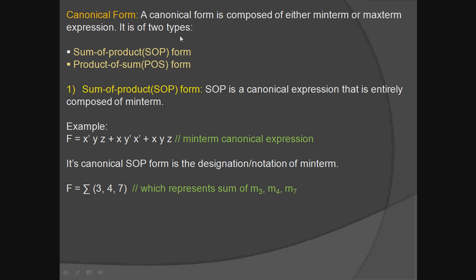Now it is of two types, that is SOP or sum of product form, or product of sum, that is POS form. So today we shall be seeing what is the sum of product, SOP form, canonical form. Sum of product is a canonical expression that is entirely composed of min terms. So whenever we have a canonical expression that is composed of min terms, that is sum of product form, right? Now we have to find the canonical form of the sum of product.